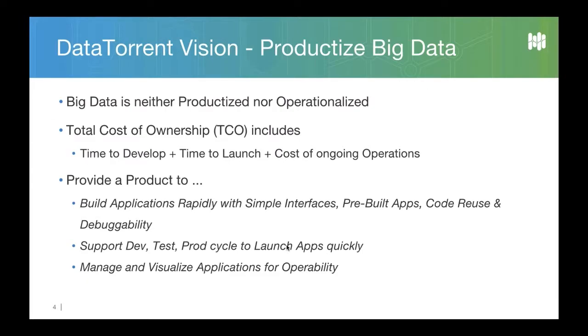As a company, DataTorrent, what is our vision? What we see currently is that big data is not yet completely productized. It is extremely difficult to write big data applications, and it's difficult to monitor them as well. So what we as a company want to do is make this extremely easy. We want to minimize the time to develop an application, the time to launch an application, as well as the cost after launching the application in production, for our customers. This is the aim of our company.